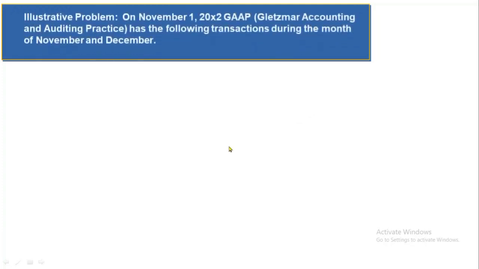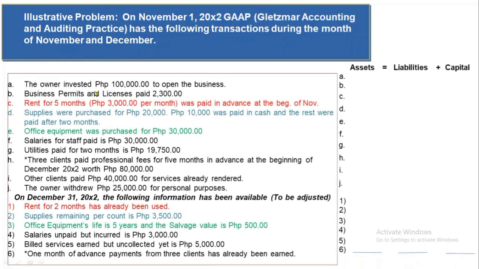So here we are in the last portion of our video lecture. So let's go to the comprehensive illustration. On November 1, 20x2, GAAP, or Gletsmer Accounting and Auditing Practice, has the following transactions during the months of November and December. Here are the transactions for the past 2 months. So in here, we have transactions A to J and adjusting transactions 1 to 6. So our job is to know their effects on the accounting equation, assets equals liabilities plus capital.